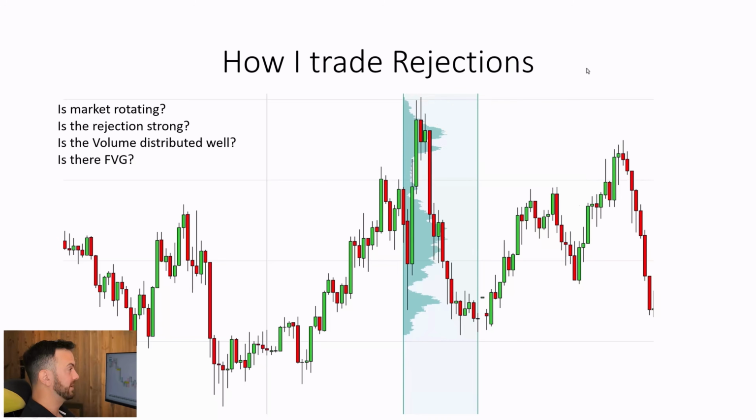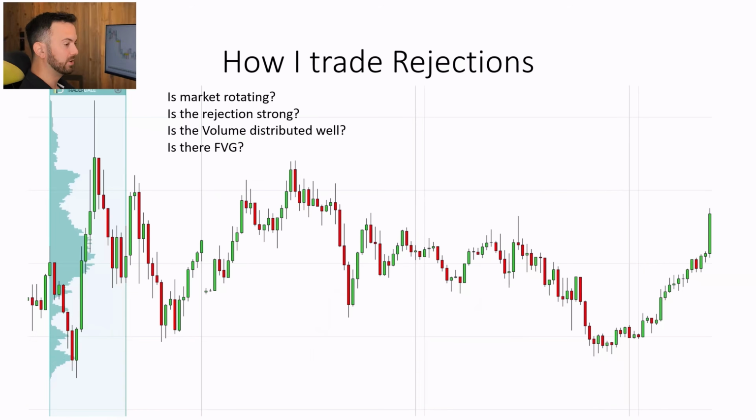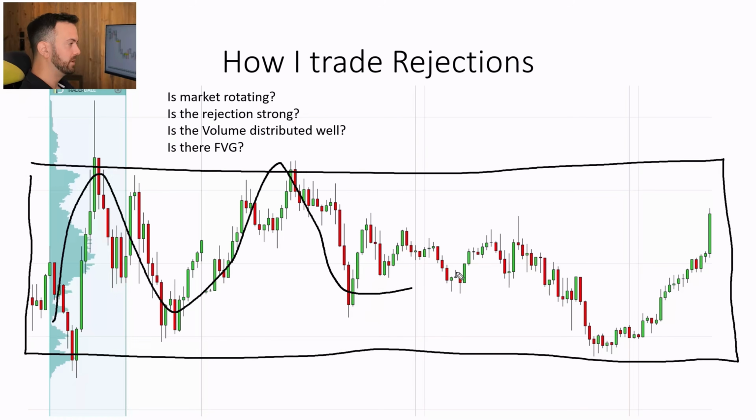Let's take a look at another example. In here, this is a bullish scenario. We have this rejection. And again, the first thing is we need to check whether this is actually a good rejection or if it is a trap. All right, so let's go through the checklist again. First thing, is the market rotating? Look at this. Up and down, up and down, up and down. Yes, the market is rotating.